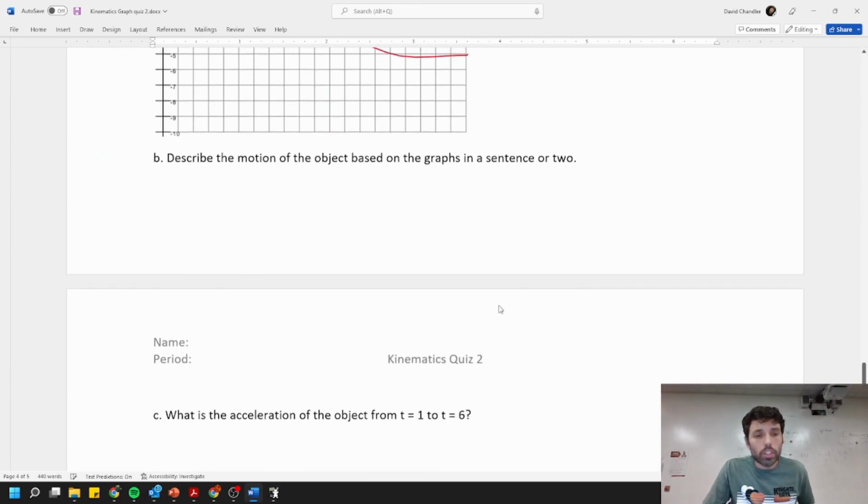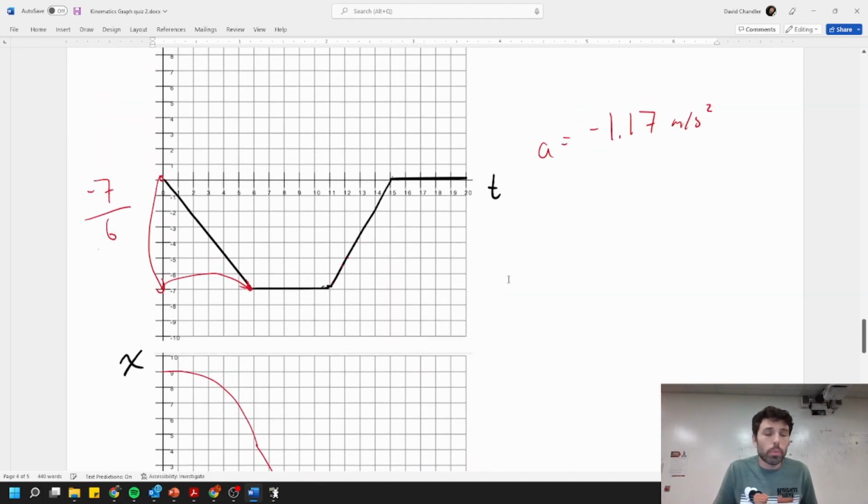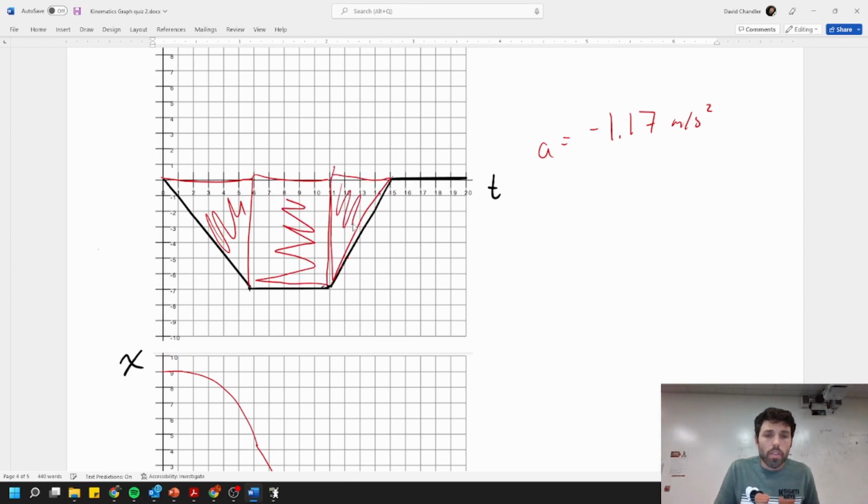And the very last question asks us, what is the displacement of the object from 0 to 20 seconds, so the whole time. On a velocity time graph, displacement is found by finding the area under the curve, which really means the area between the x-axis and the line of the graph. So here we have a triangle, we're going to find the area of that triangle. Here we have a rectangle, find the area of that rectangle. Here we have another triangle. Find the area of that triangle and add all the areas up, right?